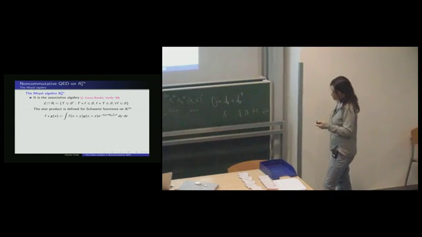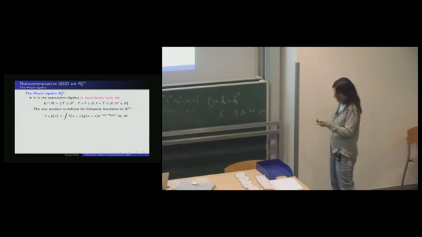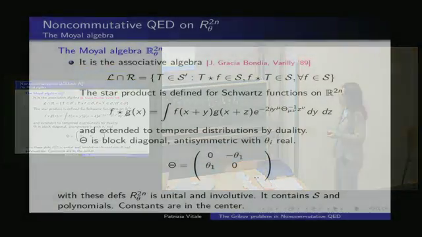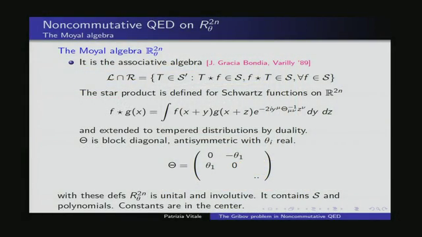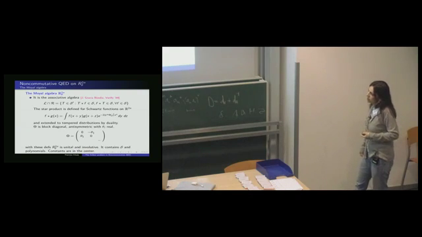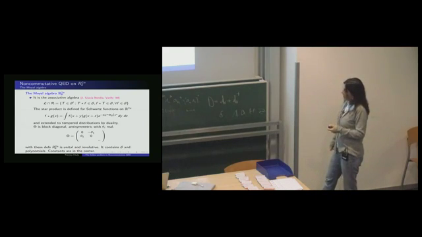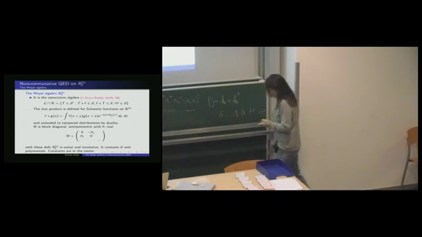The product is well defined for Schwartz functions, and it is extended to the dual algebra S prime by duality. This is the matrix theta. We are in 2D dimensions, and in principle, this theta 1, theta 2, and so on can be all different. This algebra is a big algebra actually because it contains Schwartz functions, polynomials, constants, and so on.